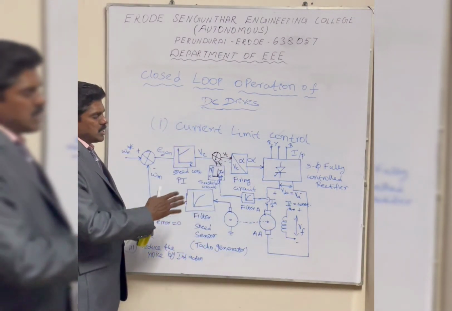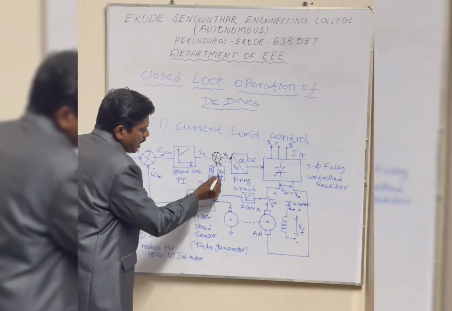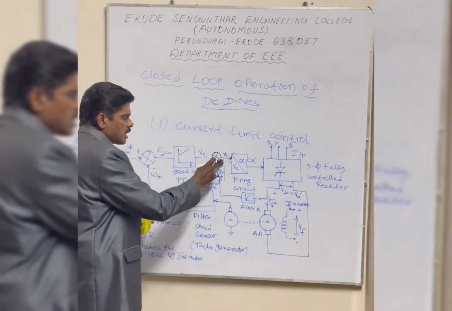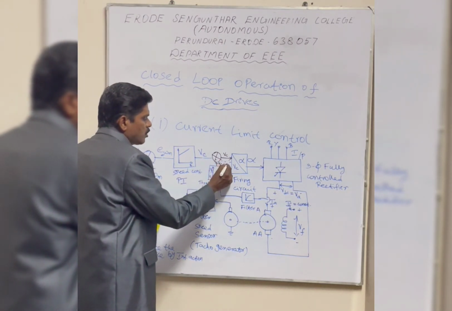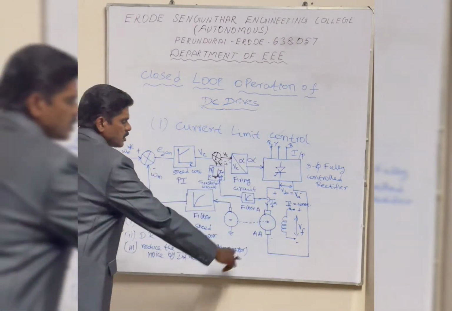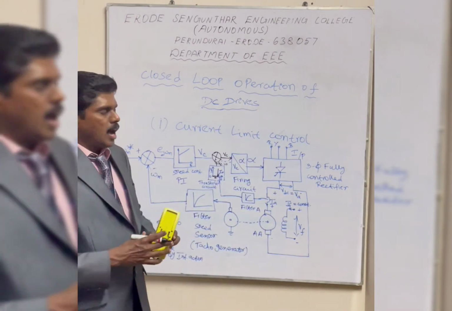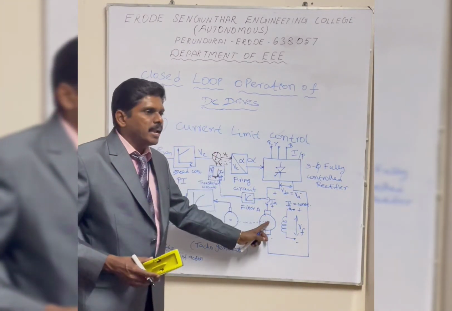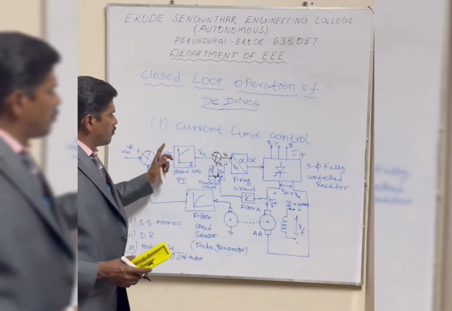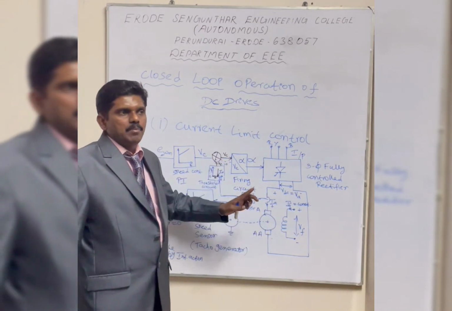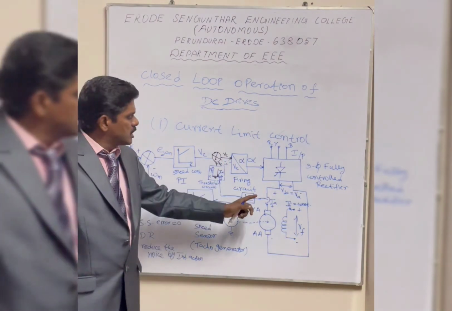Once again, when the current is lesser than the maximum permissible value, this control value is going to be 0. Now the speed loop will take charge. At a time, either the current loop will control the speed, or the speed loop will control the speed. At a time, both loops will not control the speed.